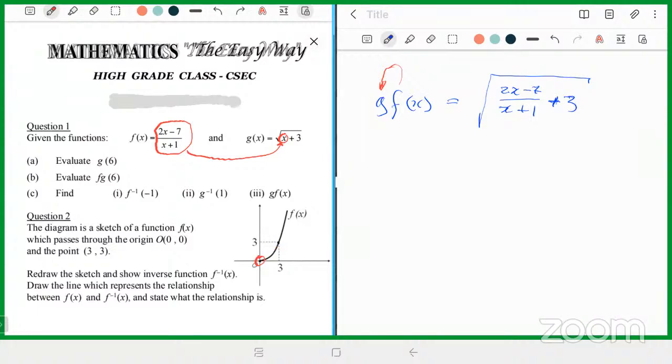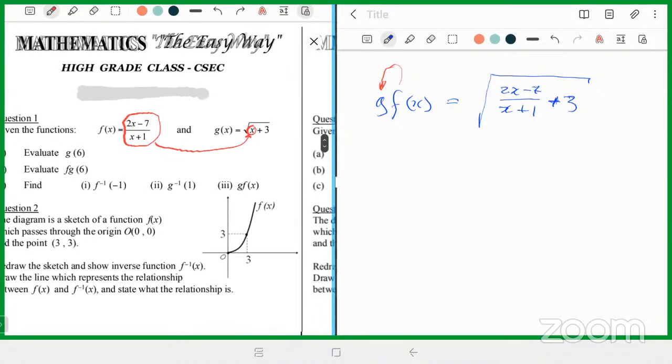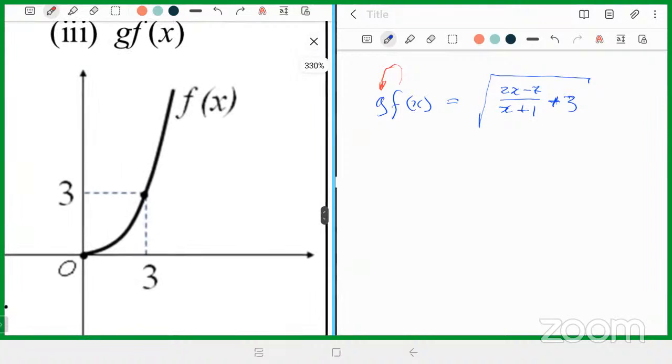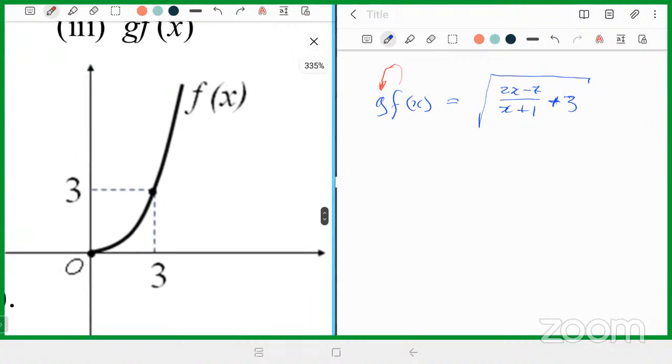Let me just do it on this diagram right here. Let me zoom it up and do it right here on this diagram, right on the screen.